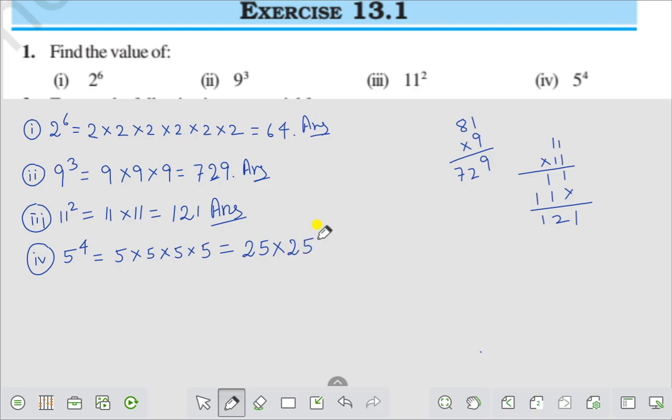If we multiply 25 with 25, we will get: 5 times 5 is 25, 2 carry, here it is 5. 5 times 2 is 10 plus 2 is 12, 2 carry 1, it is 0... 2 times 5 is 10 plus 1... Adding, we get 625. The answer is 625.